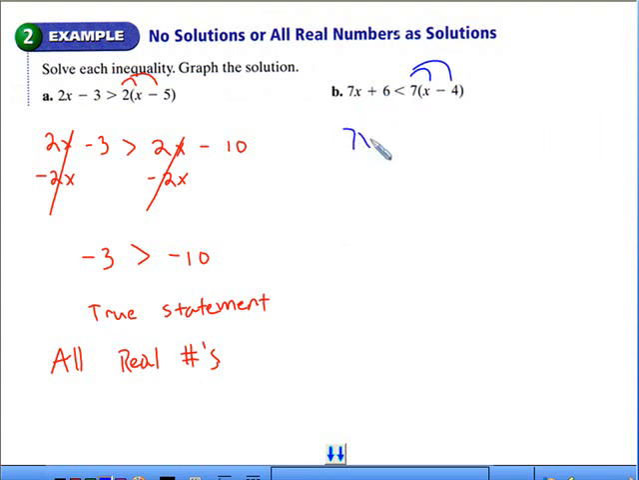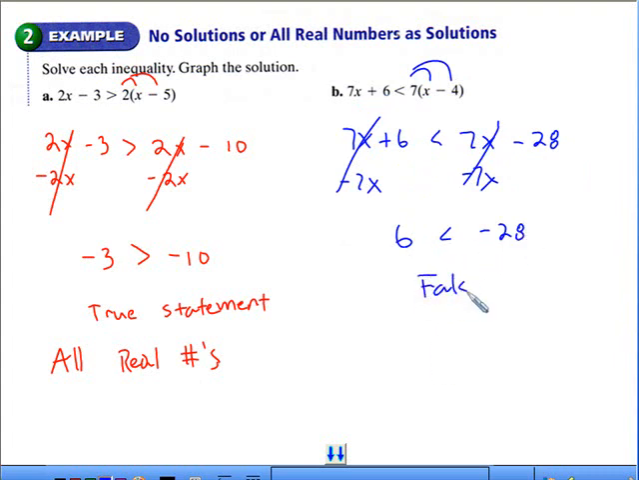Distribute. So we have 7x plus 6 less than 7x minus 28. Minus 7x on both sides. So we're left with 6 is less than negative 28. Is 6 less than negative 28? Nope, that's false. If you get a false statement, your answer is no solution. So it's okay for variables to eliminate. You just have to compare and see what you're left with. Are you left with a false statement or are you left with a true statement?